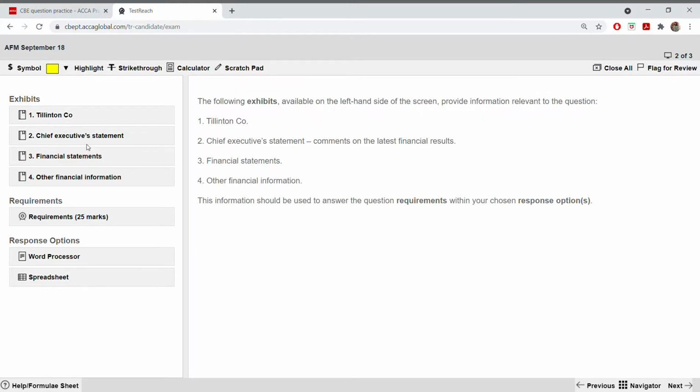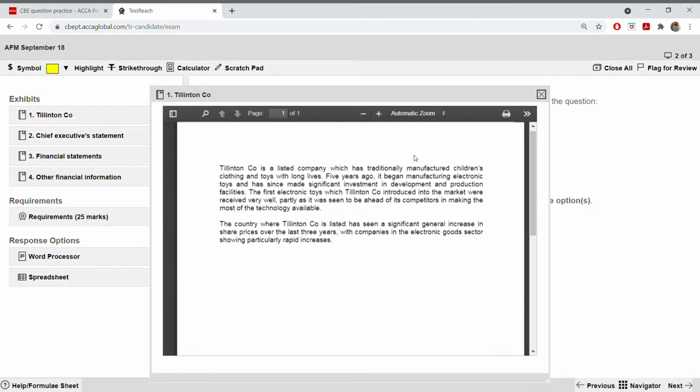Now let us go to Exhibit 1. Exhibit 1 is talking about the company. It's a listed company. It manufactures clothing and toys, and it has made investment in development and production, and how it compares with its competitors and all. They're also saying that the company has seen a significant increase in share price, and the electronic goods sector is showing rapid increases.